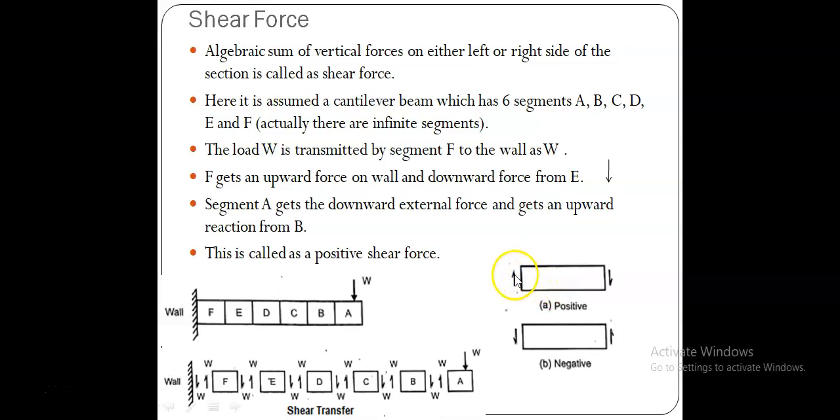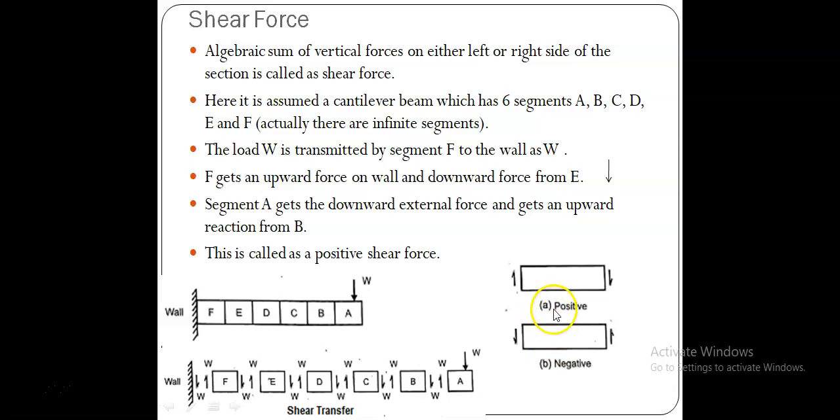Like that, when these two shear forces are opposite in nature, when on the left side there is a downward shear force and on the right side an upward shear force, then it is called negative. So a shear which acts in the upward direction on its left side and a downward direction on its right side is subjected to positive shear.